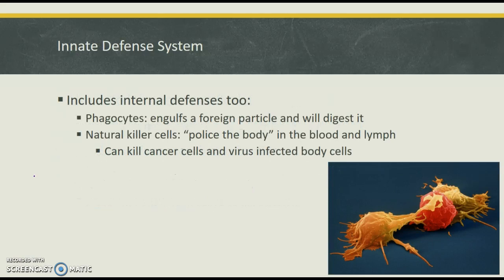The innate immune system also includes some internal defenses too, like your phagocytes, which are basically just a class of white blood cells that are going to use phagocytosis to basically take in a foreign invader and digest it. And then you also have these super cool cells called natural killer cells. I just think that's a great name for a cell. And these guys actually just kind of float around in blood and lymph, and when they come across an infected body cell or a cancer cell, they're going to sound the alarm and try to kill it.